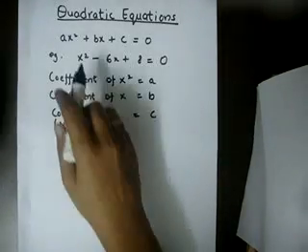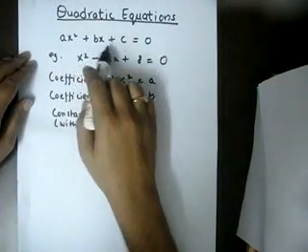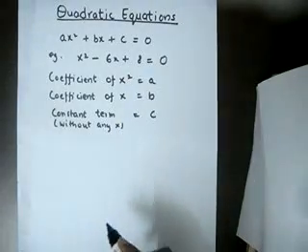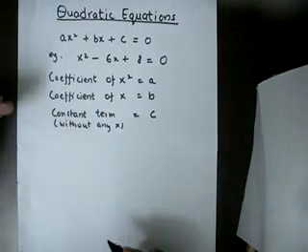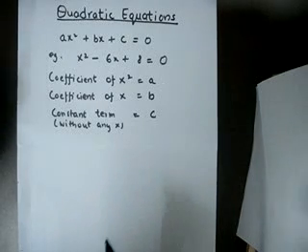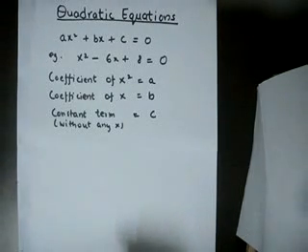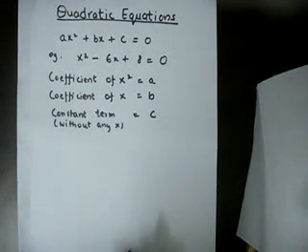Quadratic equations are of the form ax² + bx + c = 0. For example, x² − 6x + 8 = 0. Now, how to solve this quadratic equation? First of all, I'll discuss the simple formula method which we have.